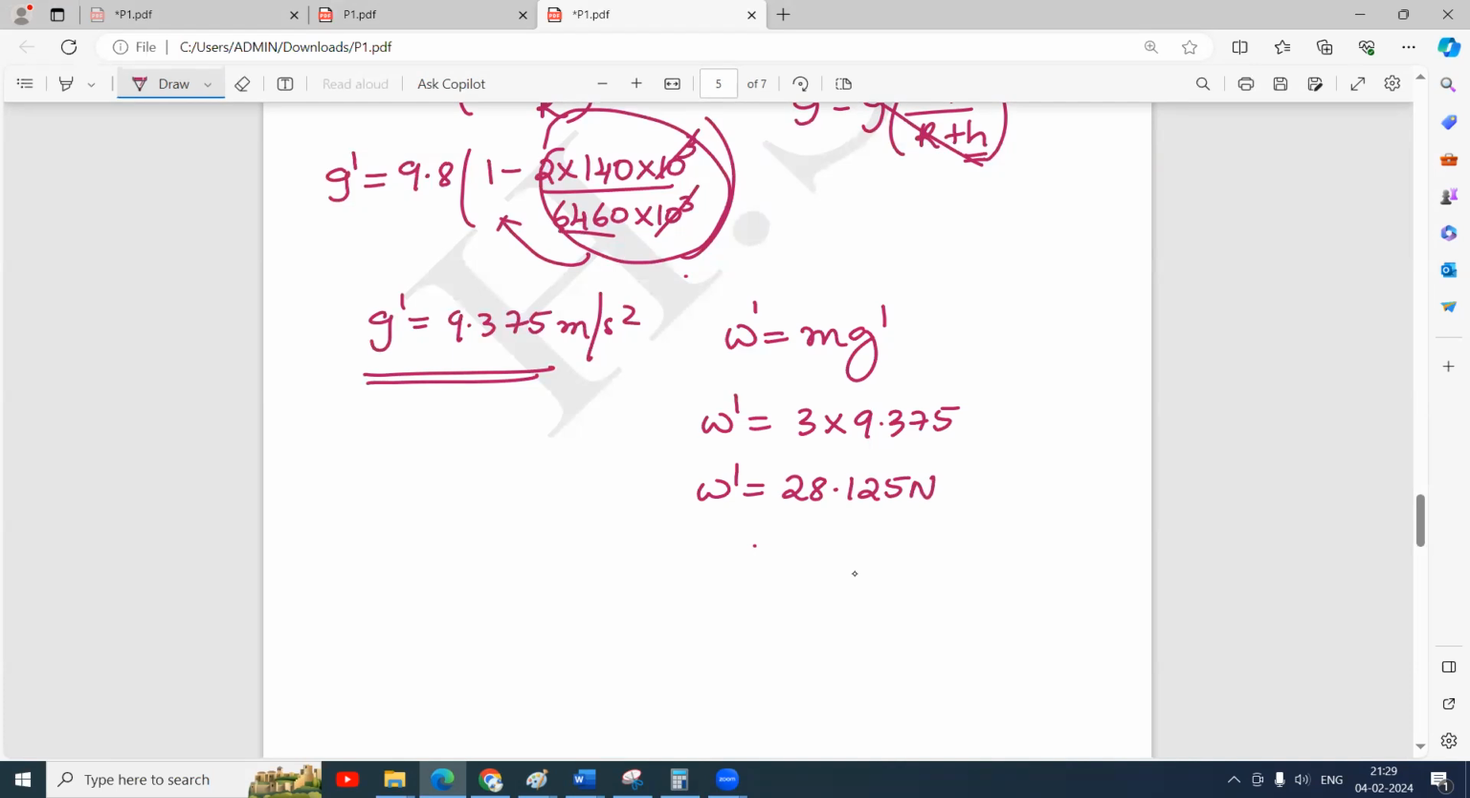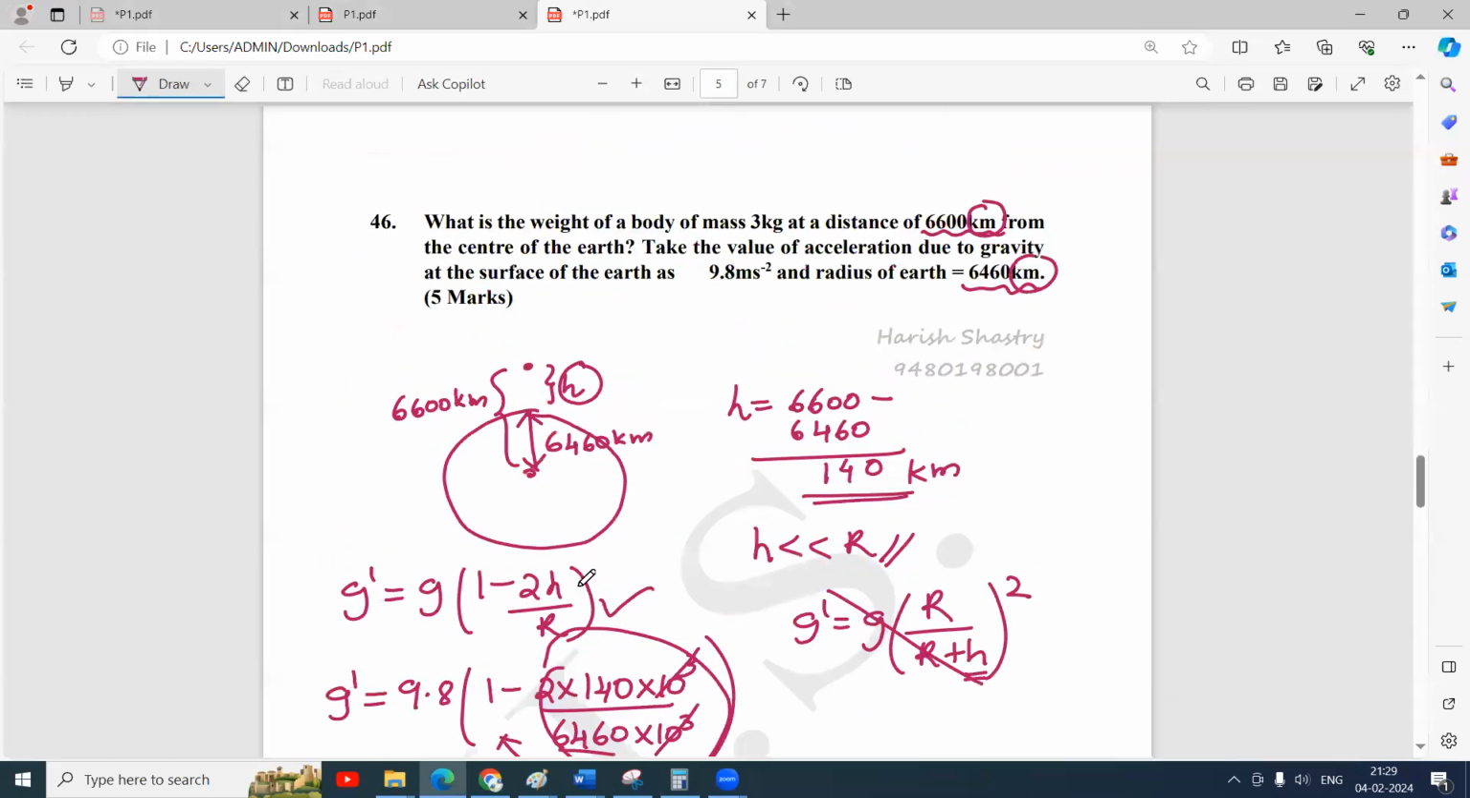28.125. So you'll have to take care only in writing the height and selecting the formula. Whether to select this formula when height is very large, that means it is comparable to the radius of the Earth, and when height is very small. But height has to be taken not from the center, but from the surface of the Earth. That's the only care you have to take in every problem in this area.